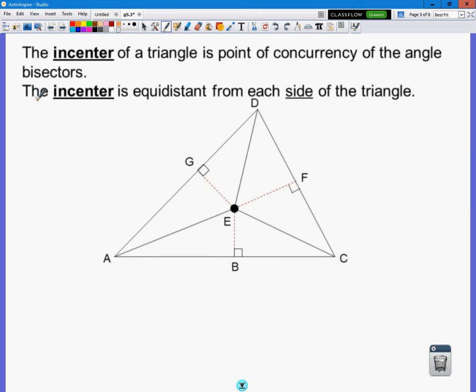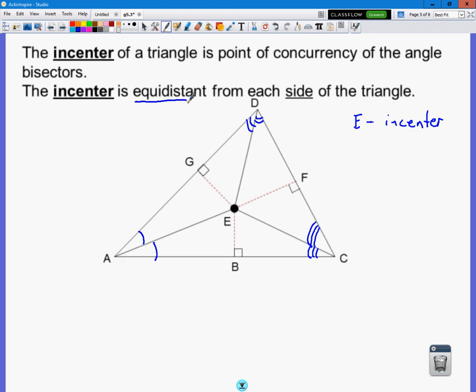And here's what it says. An incenter is equal distance from each side of a triangle. And I want you to be able to see that E is an incenter. So let's go ahead and mark that AE bisected this angle, that DE bisected where angle D is, and that CE bisected the angle that was here. So that we can see that E is, in fact, the incenter of this triangle.